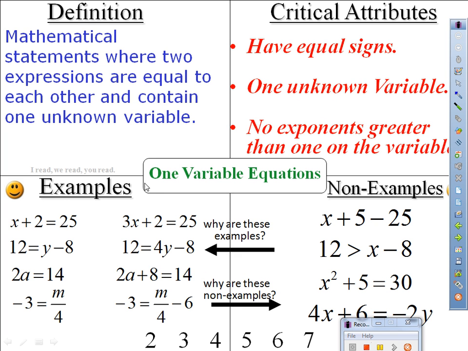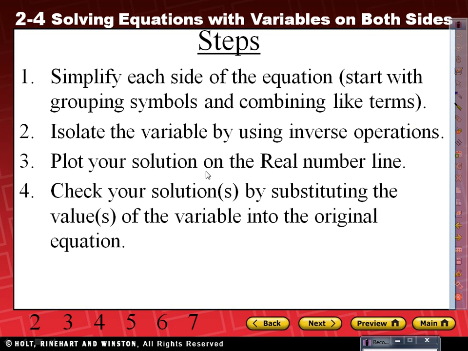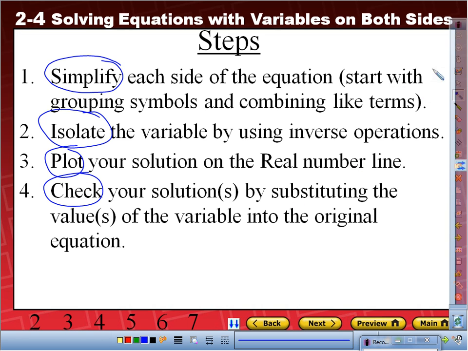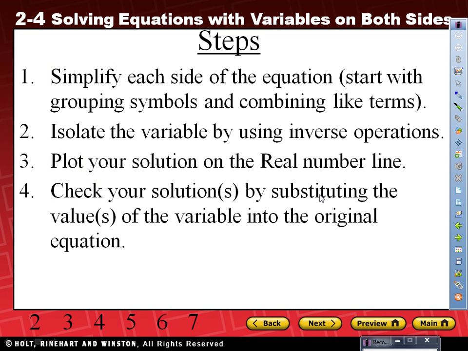We know what they are. I already gave you this yesterday, right? You already have the Frayer model for this, right? Second thing, we know our steps. Remember the steps? And we said, as long as we remember the first key words, simplify, isolate, plot, check. Simplify, isolate, plot, check. Can you remember the steps?